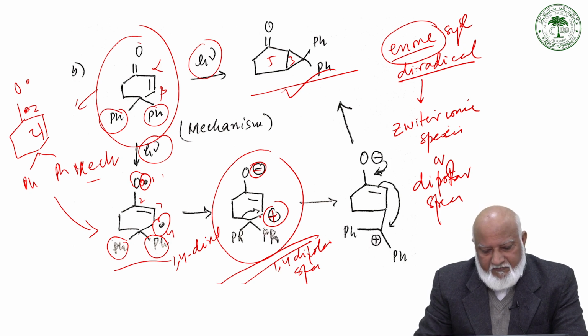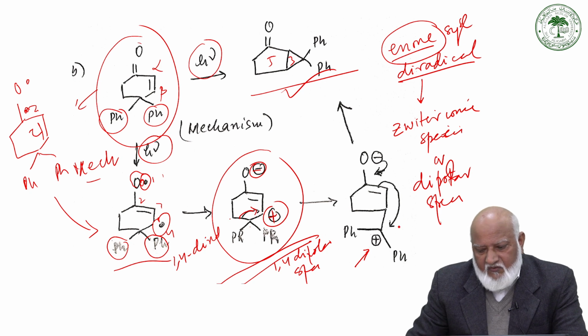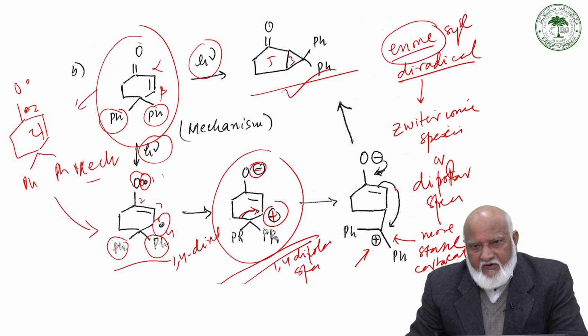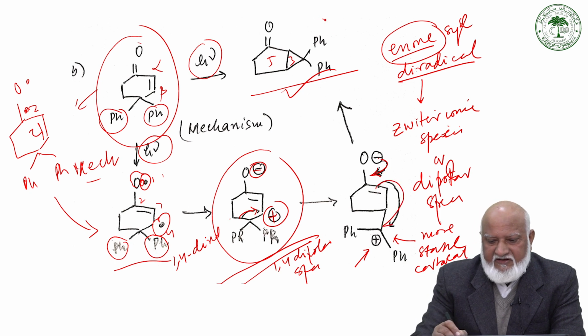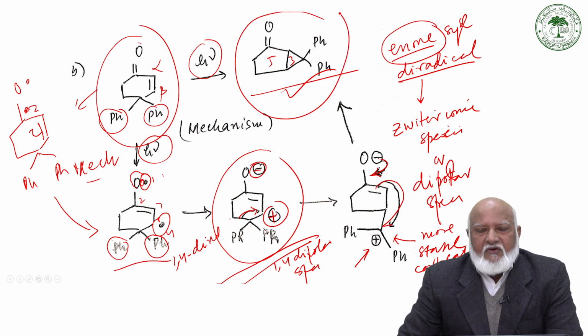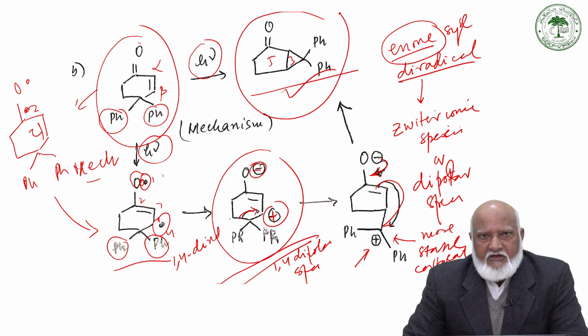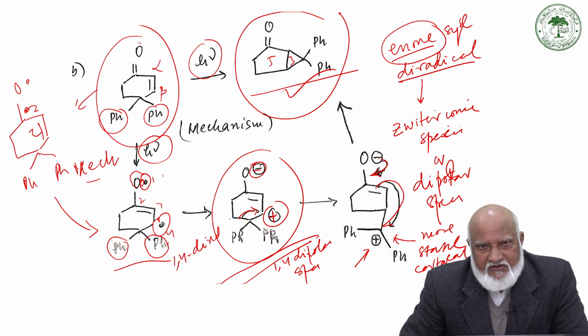This undergoes a ring contraction to give a more stable carbocation. So this carbocation is rearranged to a more stable carbocation, and then the negative charge on the oxygen comes back, and the double bond can attack, and then it gets this. So these are the steps involved in the photochemistry of the 4,4 disubstituted cyclohexenone system.